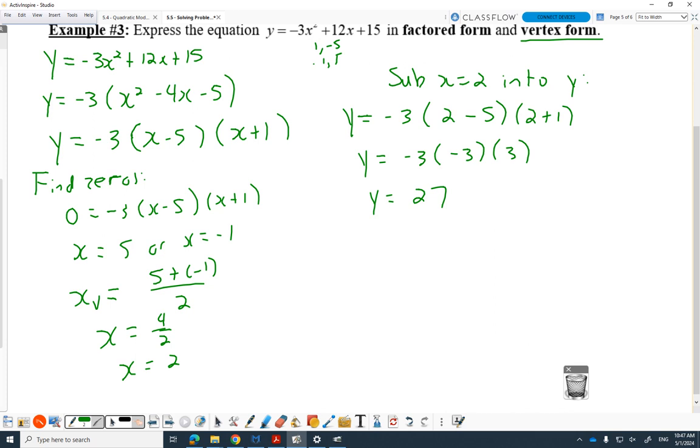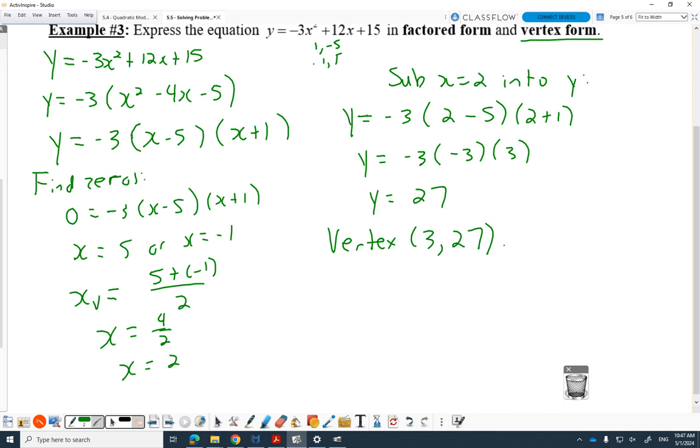So I've got the vertex. And maybe at that point in the algebra, you're like, okay, what was I trying to do here? What was this question asking me to do? And then you look back and go, oh, I want it in vertex form. I got it.